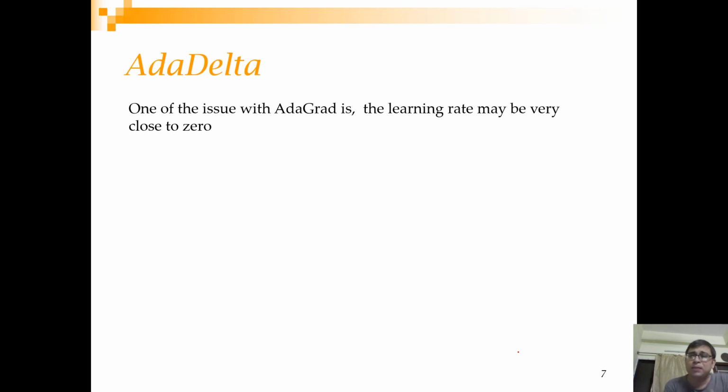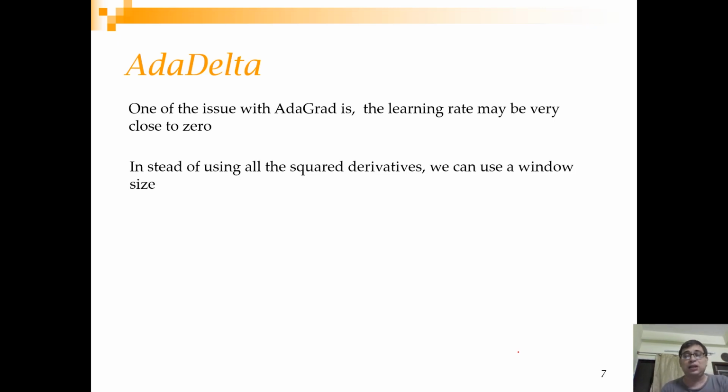All right, so one of the issues with AdaGrad is the learning rate may be very close to 0. So you can understand, right? When it is decaying, at one point of time the learning rate can be very, very less. So this may not be a very desirable characteristic. So what was suggested was that instead of using all the squared derivatives, we can use a window size.